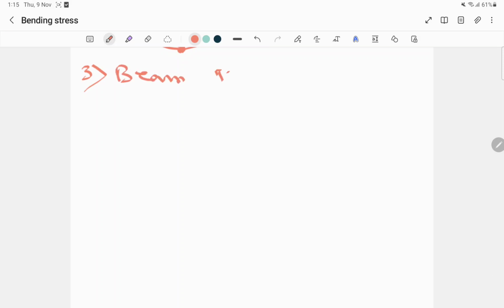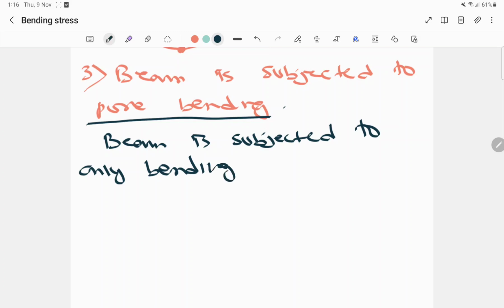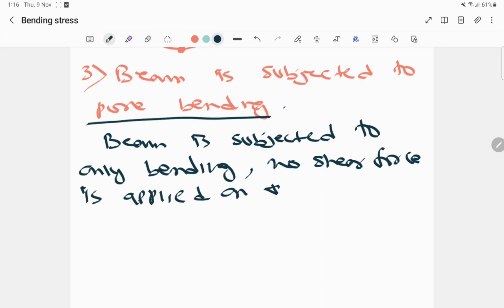The beam is subjected to pure bending. So now here pure bending means the beam is subjected to only bending. That means no shear force is applied on the beam. Here the shear stresses are not to be considered in case of pure bending.